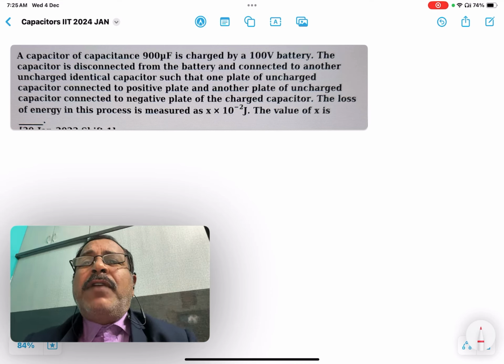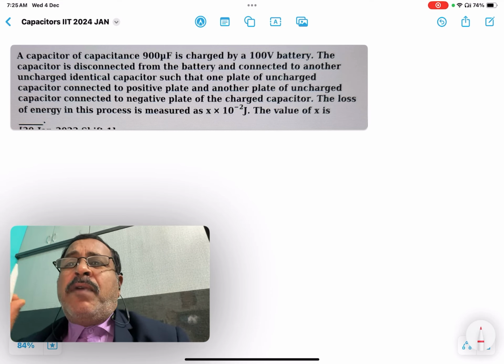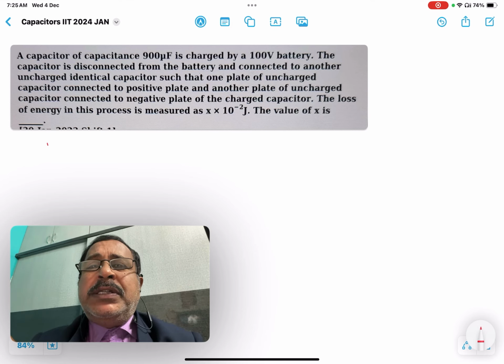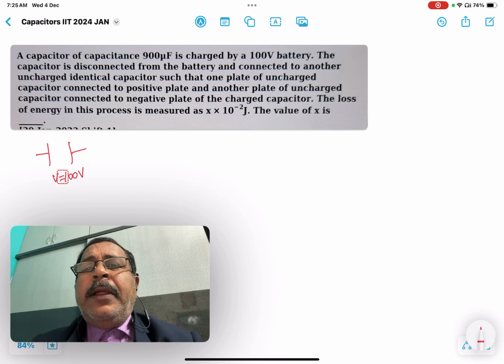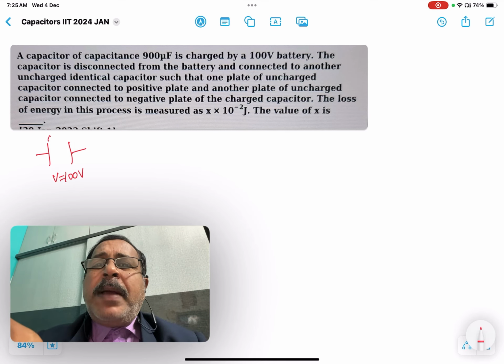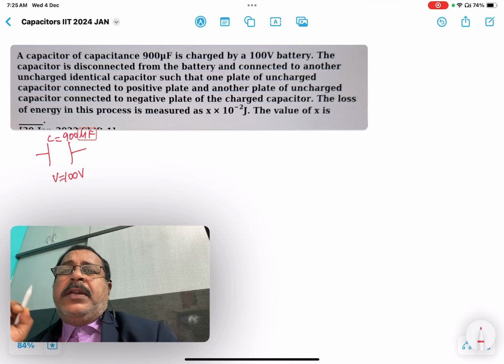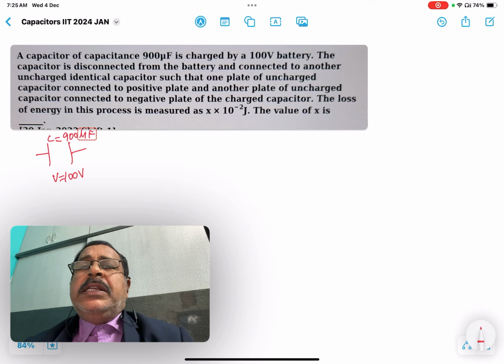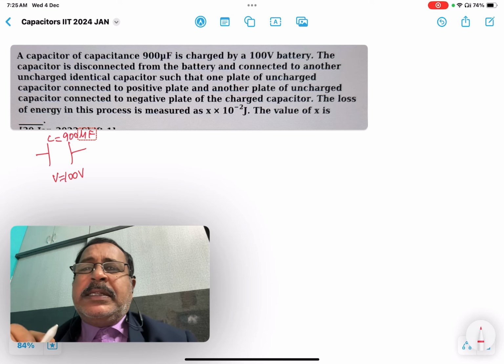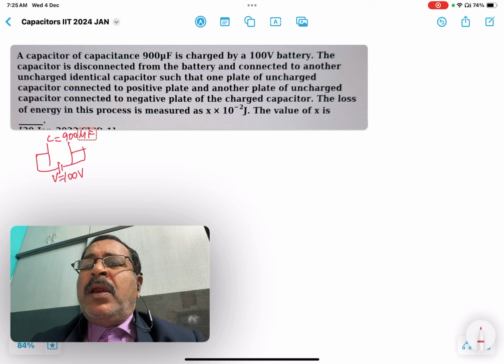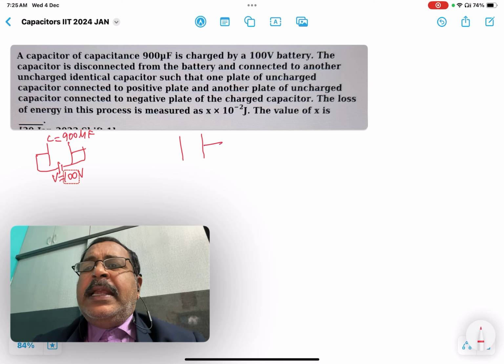A capacitor of capacitance 900 microfarad is charged by a 100-volt battery. So the first capacitor is given. It is charged by a 100-volt battery. Its capacity also is given, 900 microfarad. Right. It is disconnected from the battery and connected to another uncharged identical capacitor. Now, the battery is disconnected from this. This is where the battery is disconnected.